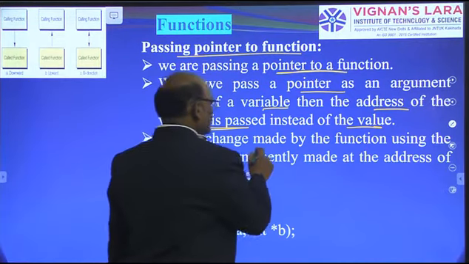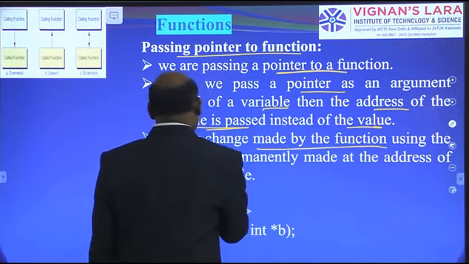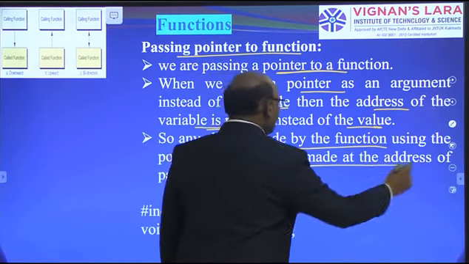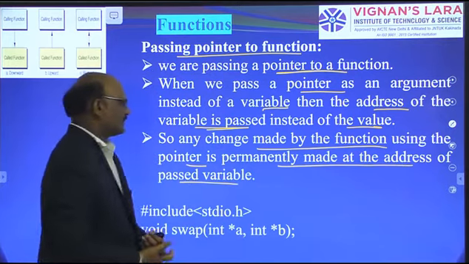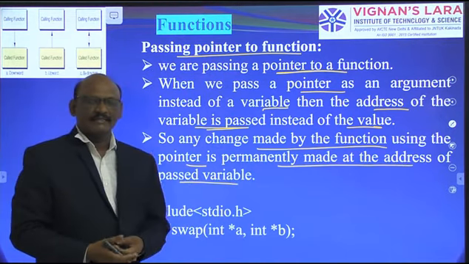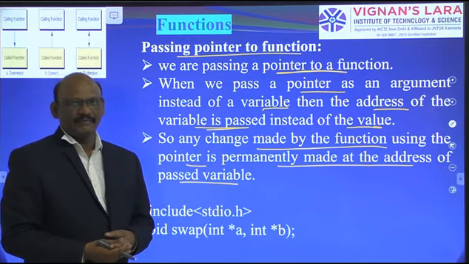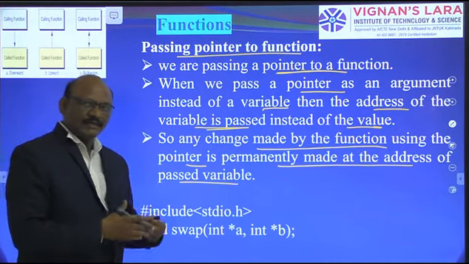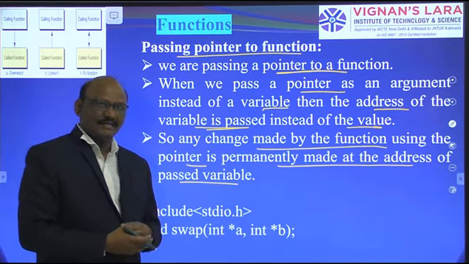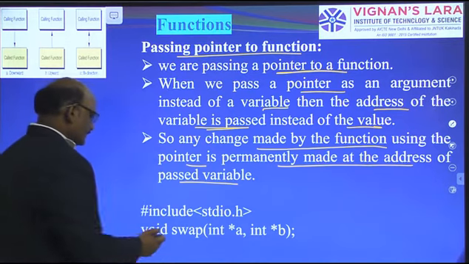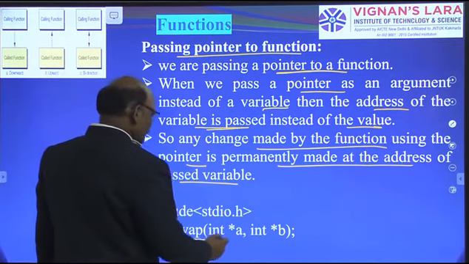So a change made by the function using the pointer is permanently made at the address of the passed variable. If you are passing an address as a parameter, whatever changes are done on that address will be reflected. If it is a value, whatever changes are done on that variable cannot be reflected. That is the advantage. Here the changes can be made on the address directly. This is an example for that.